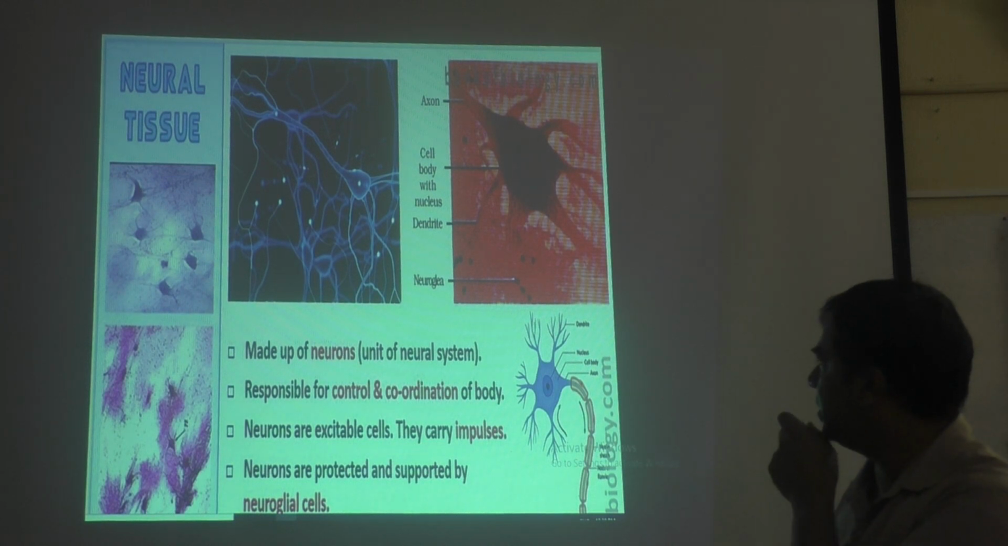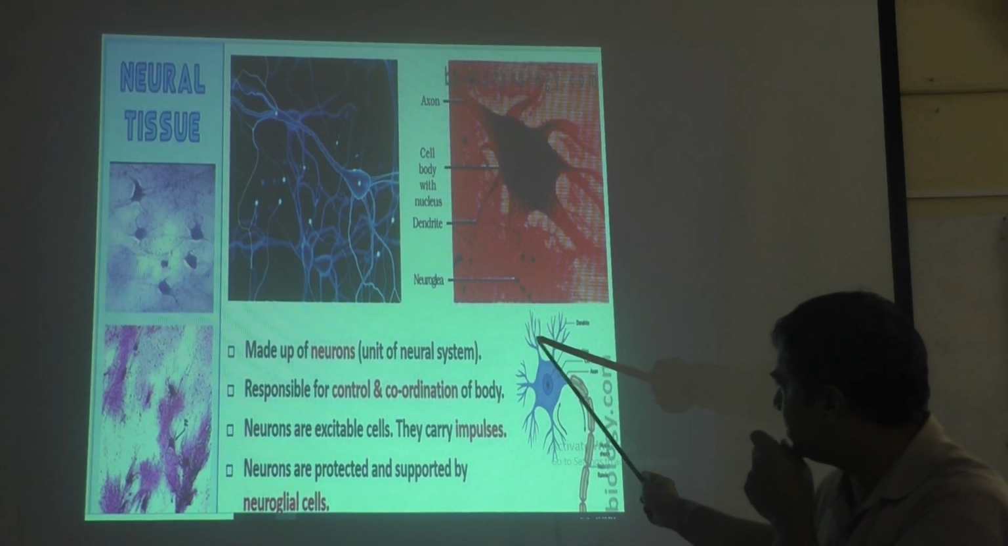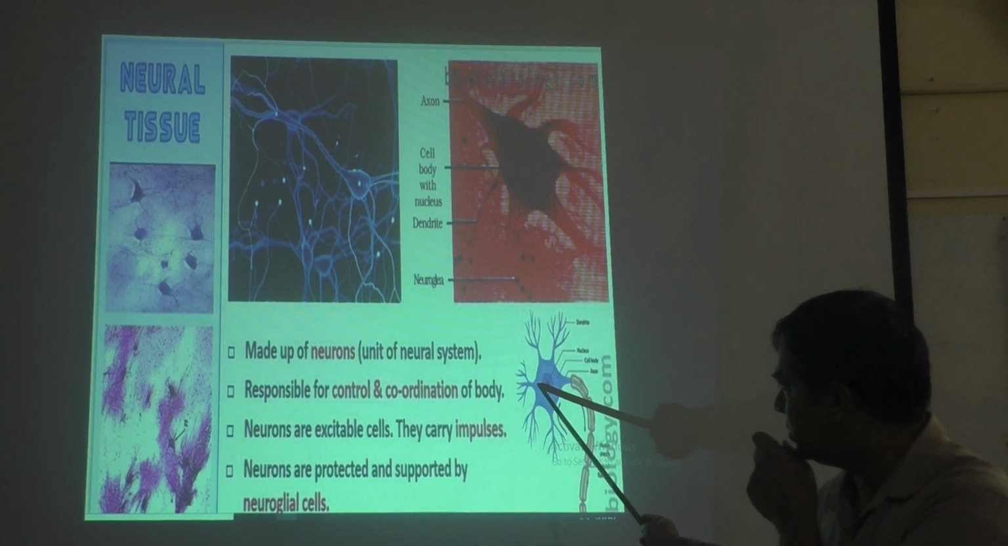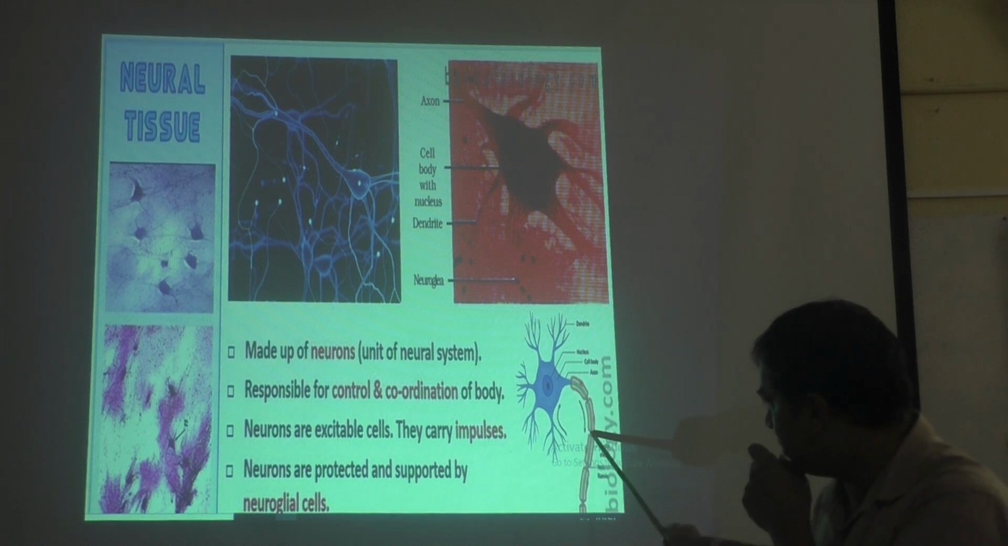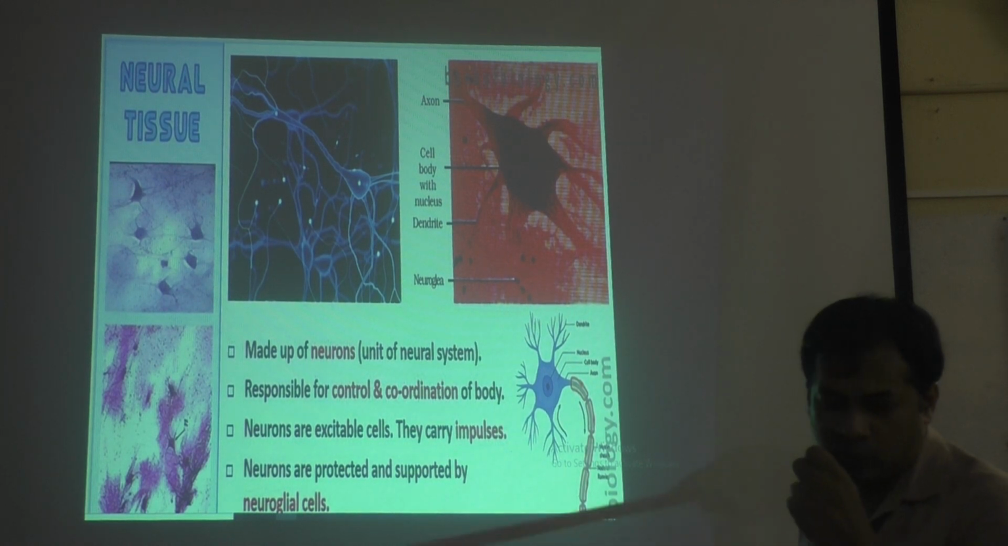Then you know the structure very well: these are dendrites, the branches there, and this is the cyton or cell body. This is the nucleus. Then Nissl's granules are there. Then this is the axon, which is a long tube. Sometimes they are covered by myelin sheath, and the gap between them is a node of Ranvier, and here there will be the nerve ending. You know it very well.